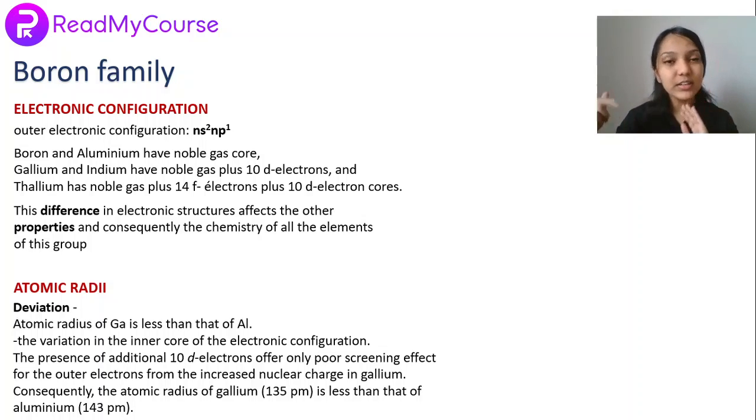Because of the d orbitals, the outermost electrons don't experience the effective nuclear charge as strongly, hence the size will be small. And the variation in the inner core of the electronic configuration, the d orbitals, f orbitals, and the presence of additional 10 d electrons offer only a poor screening effect for the outer electrons from the increased nuclear charge in gallium. Consequently, the atomic radius of gallium is 135 picometer, which is less than that of aluminium, which is 143 picometer. The reason is simple: the involvement of the d orbitals and the screening effect.